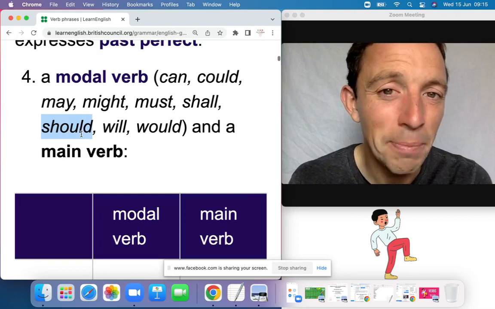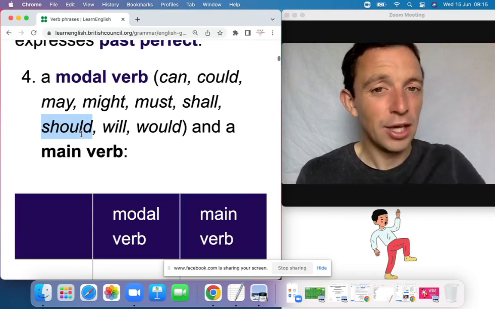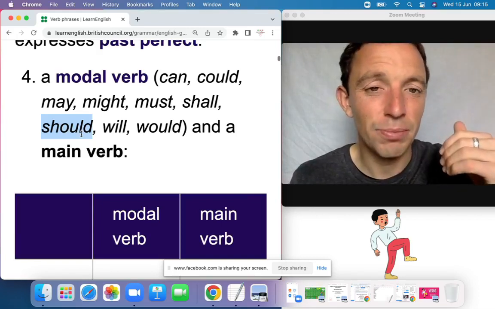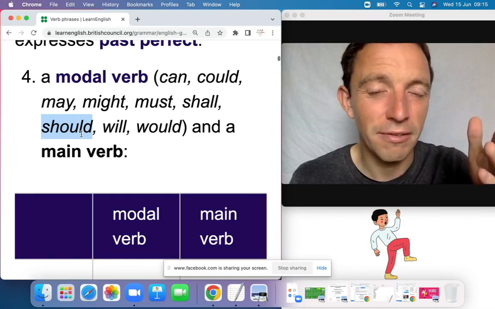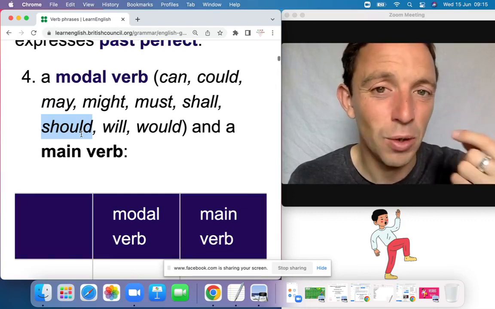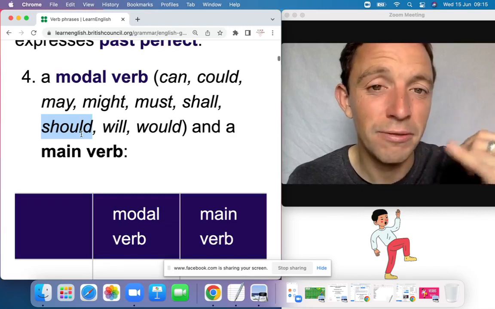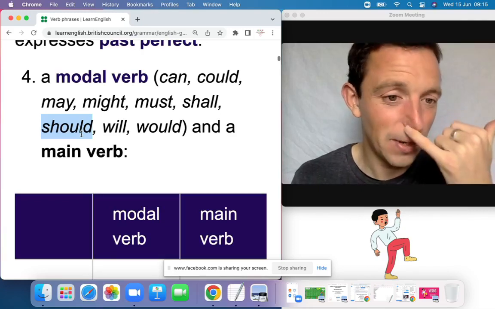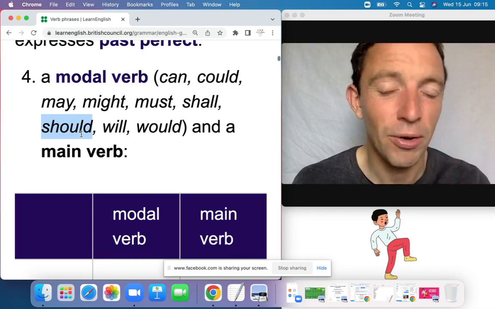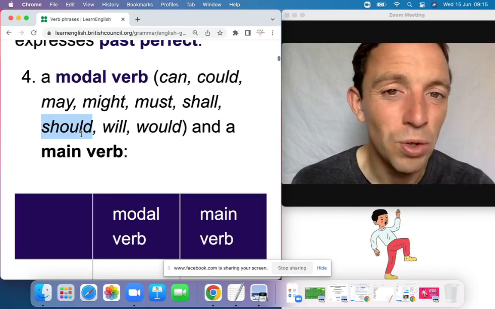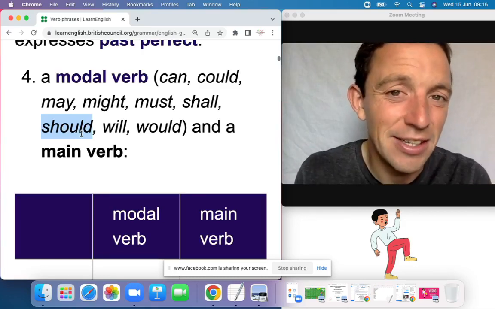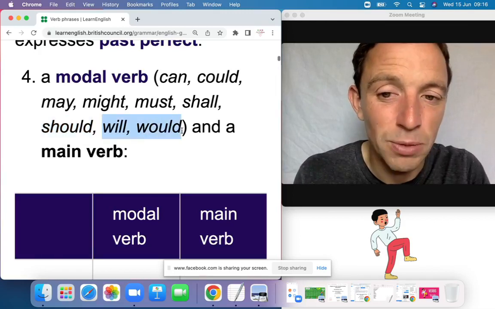Should is a modal verb for situations of recommendation and advice. When you want to recommend something, you should watch this television program. You should contact your friend. You should ask the question. Recommendation and advice. You should visit your friend. It's advice, okay? And that's very, very important. Will and would are also considered a type of modal verb as well.